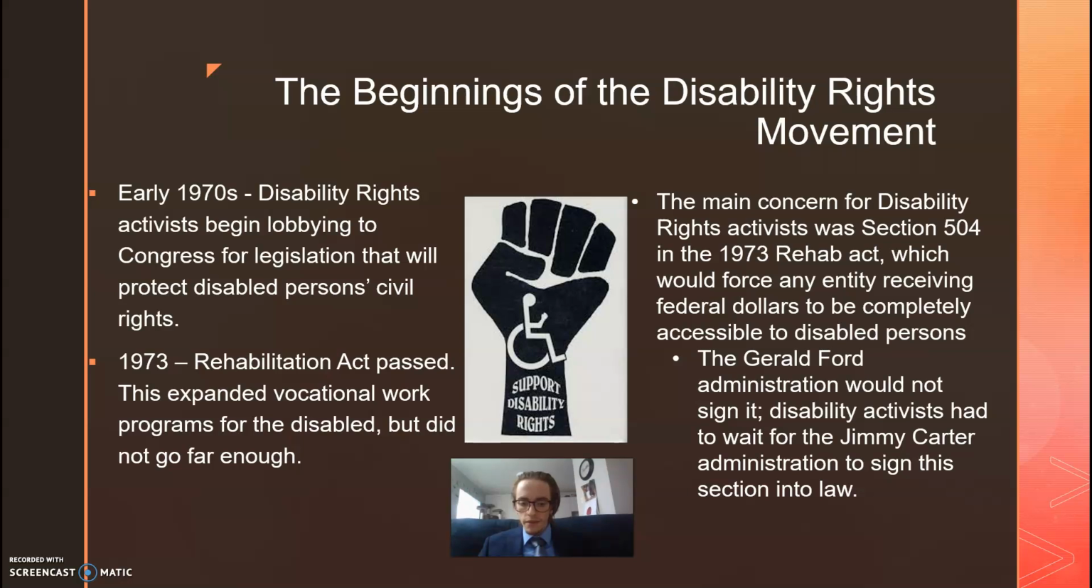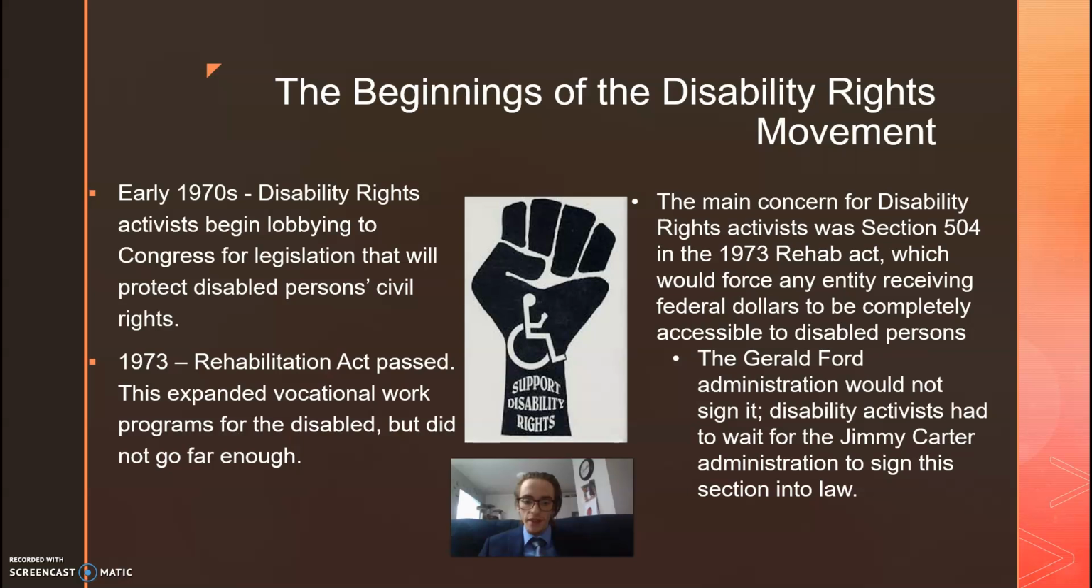While this did a little bit for disabled persons, like expanding vocational work programs, it hardly did anything else. What the disabled activists were more concerned about was getting Section 504 signed and passed within the 1973 Rehab Act. And in education, we are typically quite familiar with Section 504. If you never knew, this is where it comes from, the Rehab Act of 1973. And so what Section 504 in the Rehab Act of 1973 would do, it would make it so that any entity receiving federal dollars would be completely accessible to disabled persons.